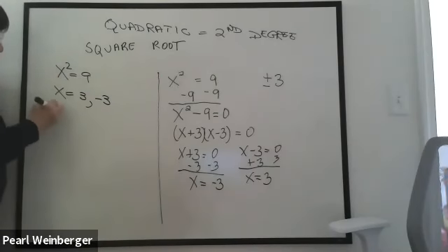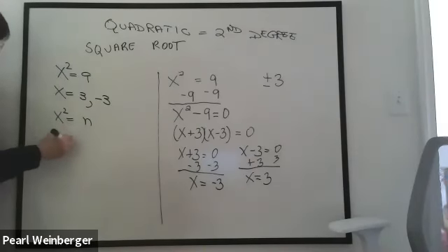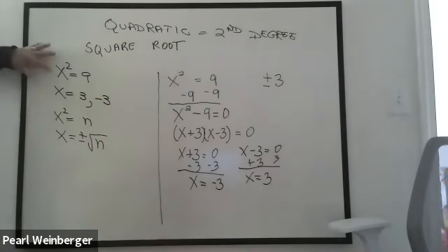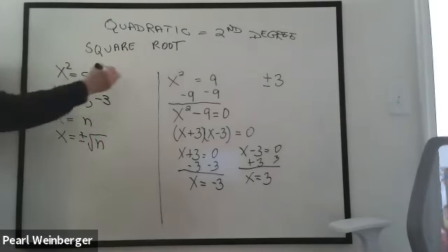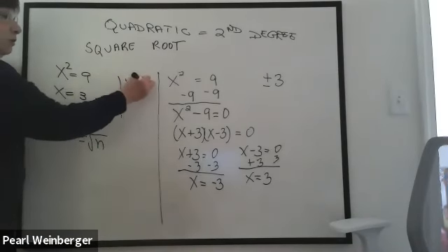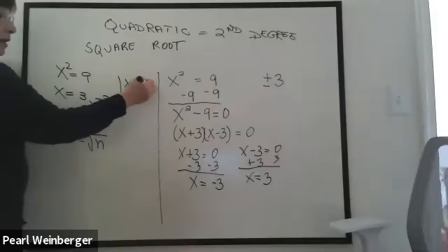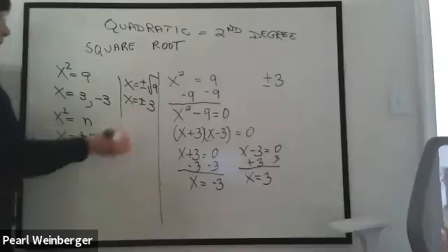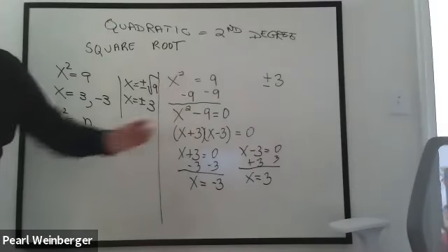In other words, if I have x squared equaling some number, I'll call it n, then we can solve this by just doing the square root method. X will be plus or minus the square root of whatever that number is. In other words, if x squared equals 9, then x will have to be plus or minus the square root of 9, which means that x equals plus or minus 3. A lot less work, a lot quicker.